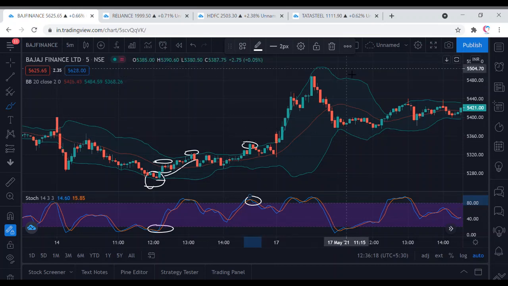The price should get rejected or should stop around the upper band or the lower band. If it goes above or below that, we'll be trying not to take any trades from that.